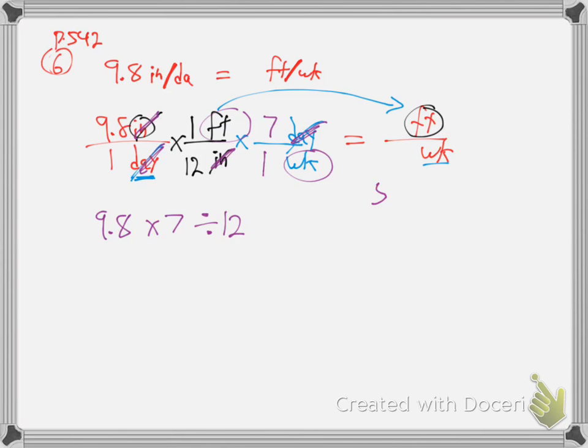I'm getting 5.71666666 feet per week. And we got to round to the right number of digits, but are you getting that right now on your calculator? Yes. How many significant digits? 2 in the original. Got to have 2 in the answer. 1, 2. The last one's the 7. Look 1 to the right. It's a 1. So leave it at 5.7 feet per week.